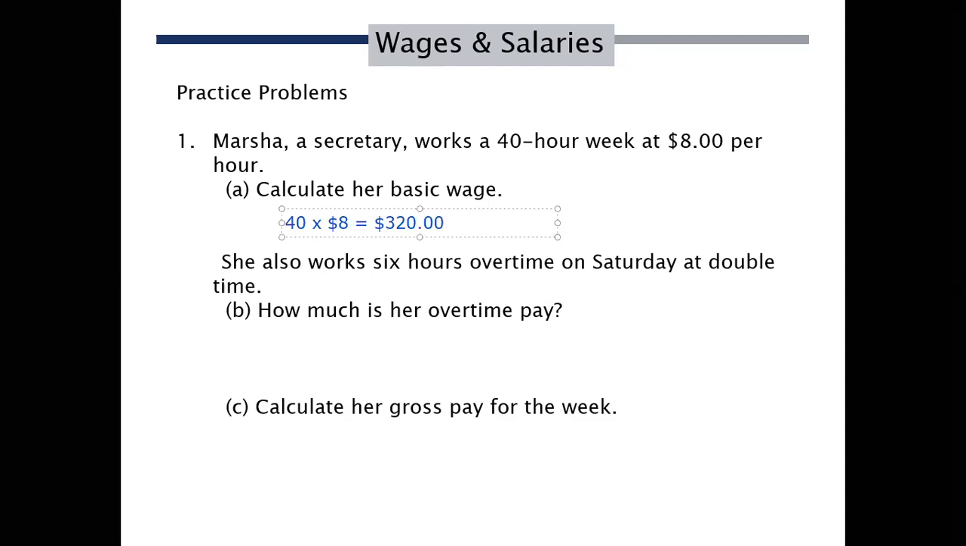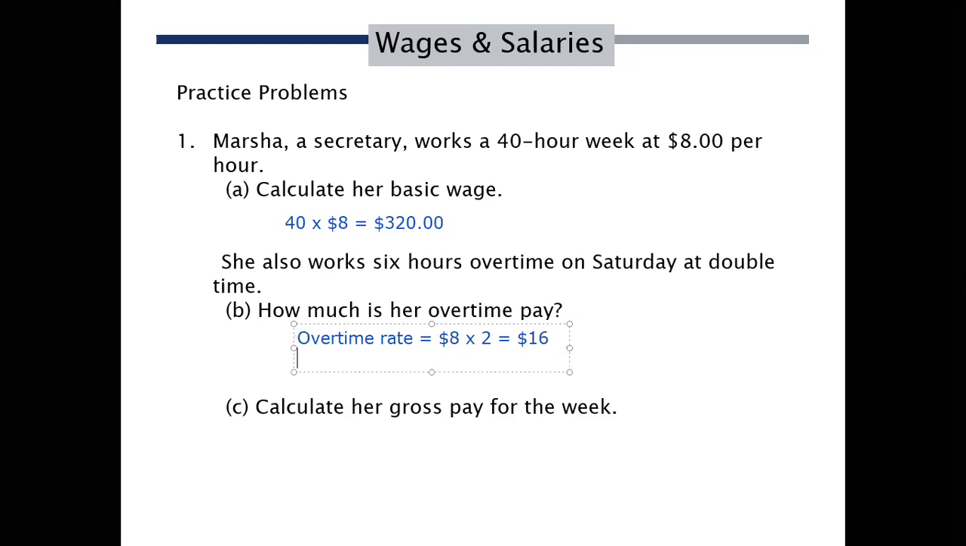Now I'm told she also works 6 hours overtime on Saturday at double time. Well, and I should have said it earlier, time and a half was 1.5. Whenever we see double time, that means you're going to make exactly double how much you make for a basic hour. And so since she made $8 for her regular hour, her overtime rate is going to be $8 multiplied by 2. And so for every hour of overtime worked, she gets paid $16.